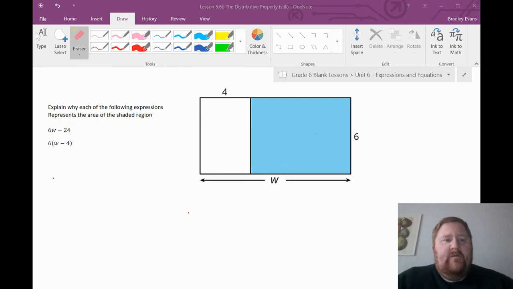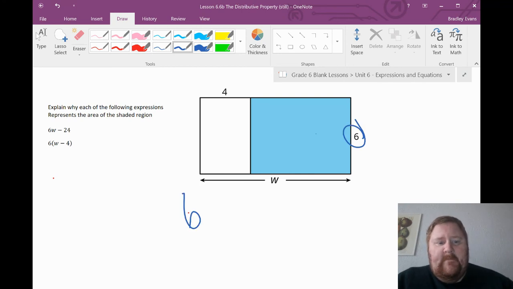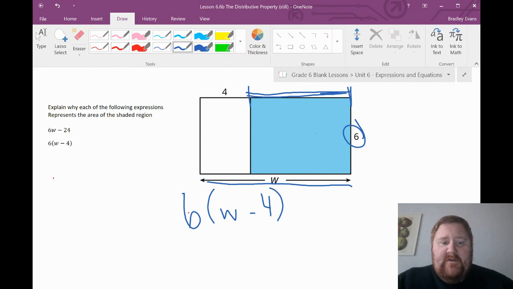Now the second way I could solve it is my width is still 6. But my length now, I just want the length of this part here. All right? Now I can see the entire length is W. But this little length here is going to be W subtract 4. And I'm going to multiply that against 6. So first I'm going to do W take away 4, and then multiply it by 6. And so we can see that my second expression is 6 multiplied by W subtract 4. Okay?